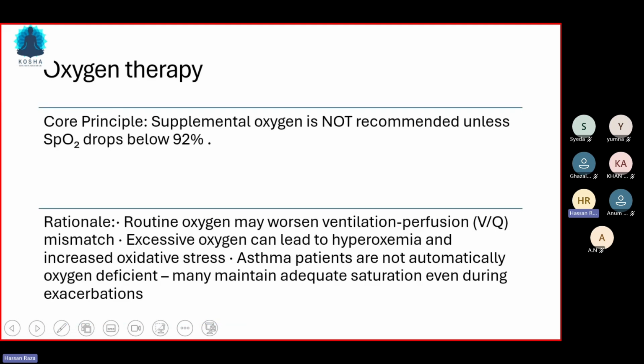But there is a significant change in the recommendation now. Now, these guidelines ask us to check the saturation. The oxygen saturation of the patient, we check with a pulse oximeter. If the oxygen saturation is less than 92%, what these guidelines ask us is to put the patient on oxygen therapy.